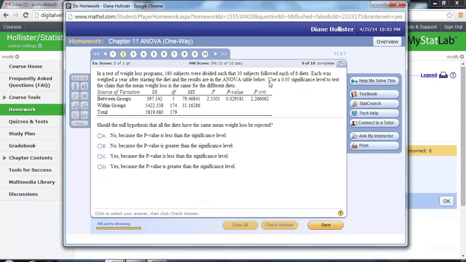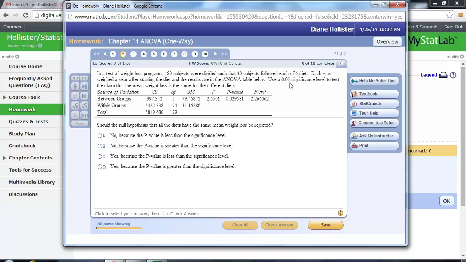Now, this particular problem says to use a 0.05 significance level to test the claim that the mean weight loss is the same for these different diets. There's 6 different diets in this data set. The degrees of freedom between groups, therefore, is 5. Our p-value from this study is 0.029581. So just like when we were doing hypothesis testing, if it's less than the significance level, we will reject H0.